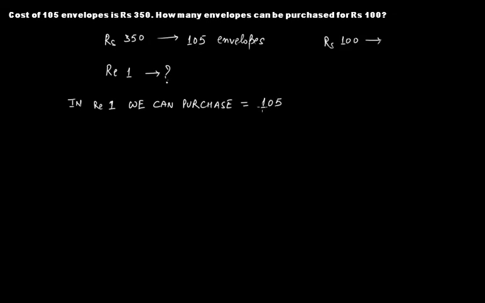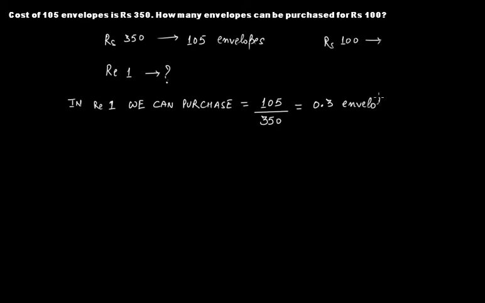105 divided by 350, because if in rupees 350 we purchase 105 envelopes, then in 1 rupee we can purchase 105 divided by 350. That is what the unitary method is. So if we divide this, you will get 0.3 envelopes.